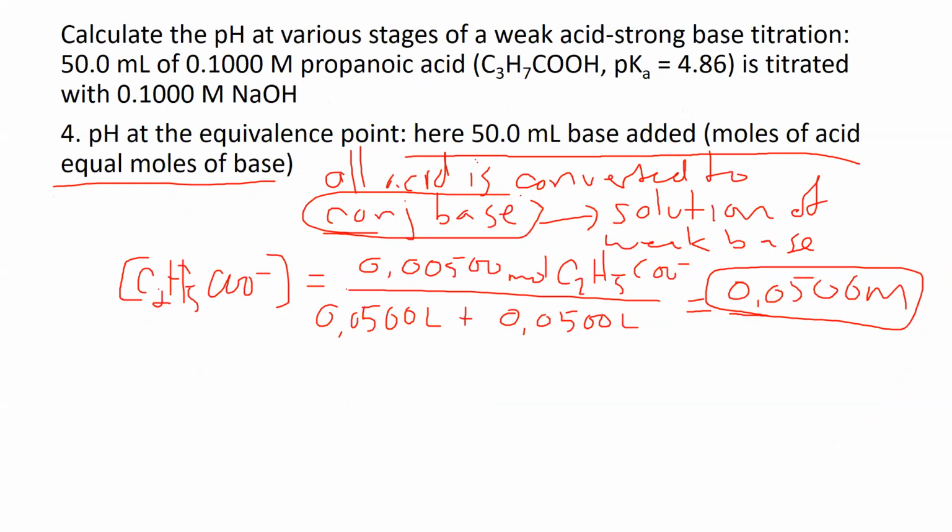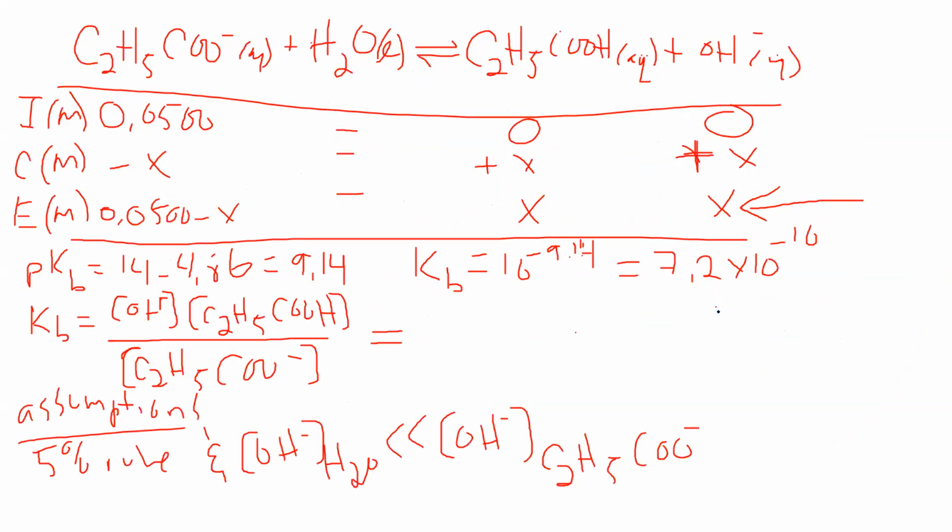Then when you get to the equivalence point, at that point, you've converted all of the moles of weak acid to its conjugate base. So now you have a solution of weak base, because the conjugate base of a weak acid is a weak base. And so you would find the new concentration of that, which is what we did over here. That's the initial concentration of the weak base, and you do just a weak base calculation.